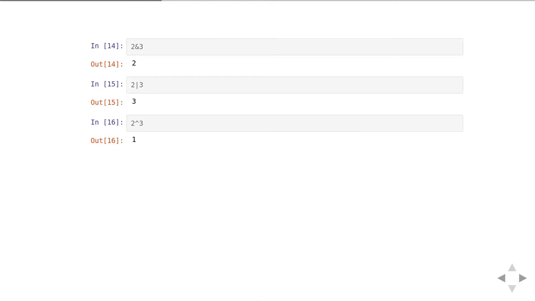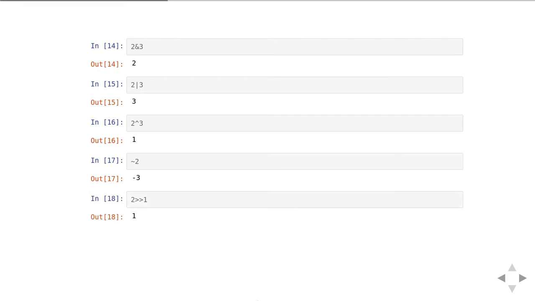So 2 AND 3 is doing 10 and 11, and that therefore gives an answer 10, which is 2. 2 OR 3 is 10 or 11, which gives you 11, which is 3. And then 2 exclusive OR 3 is 10 exclusive OR 11, so the only thing you get left there is a 1, so you get a 1 out at the end. The NOT is always a little bit confusing, and this is to do with how negative numbers are represented in binary. But it turns out that NOT 2 is in fact minus 3.